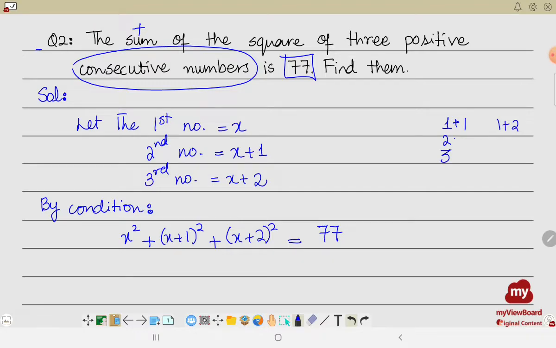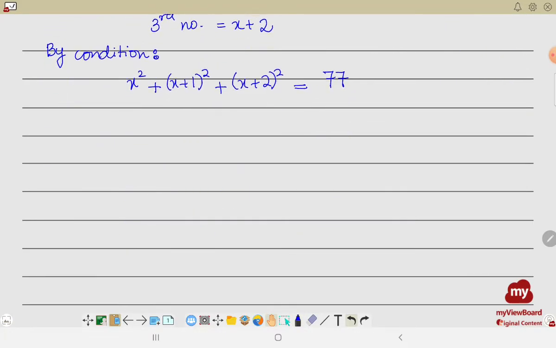So what we have done: we are supposed to find three numbers, so we have supposed three numbers. Now we applied the condition on these three supposed numbers, that we have to add their squares, and that it's given to be 77. Now we are going to solve this quadratic equation.